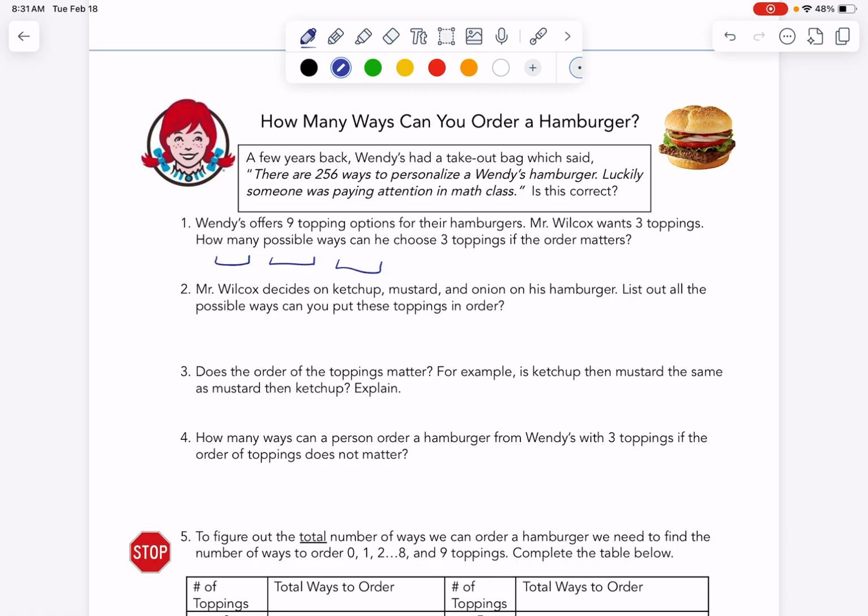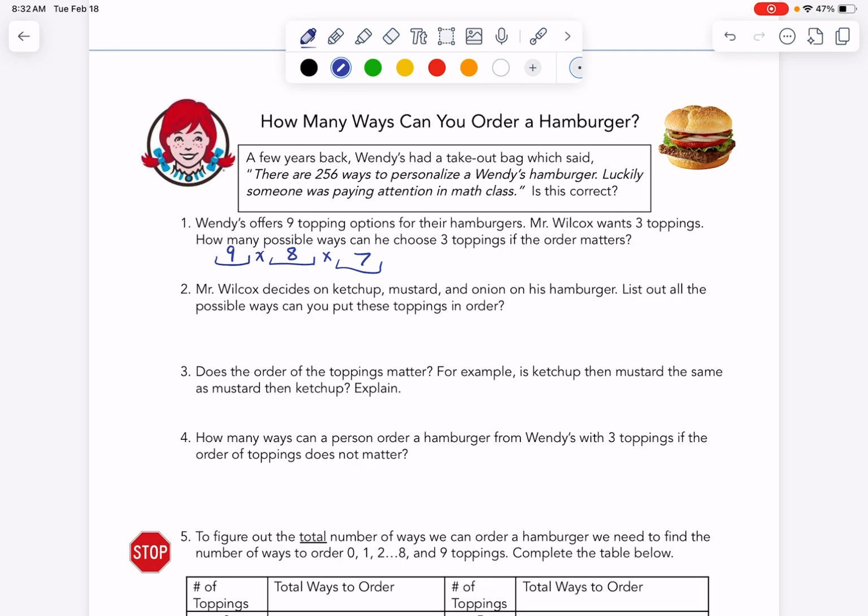Well, in that first slot, I'm going to have 9 different options. But I can't get ketchup on a burger twice. So I'm going to use up that first option for the second slot. So second slot, we're decreasing by 1. Third slot, we're decreasing by 1. Now, this is where the order matters.